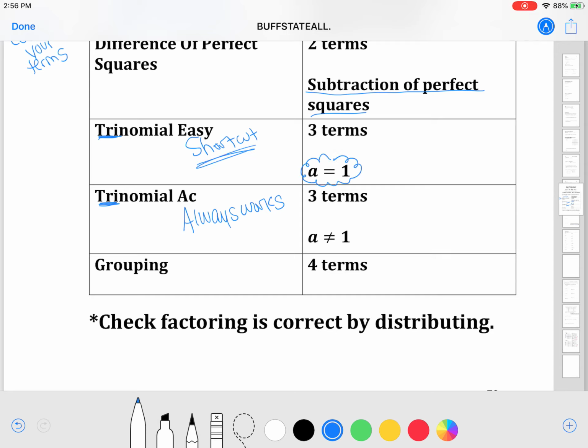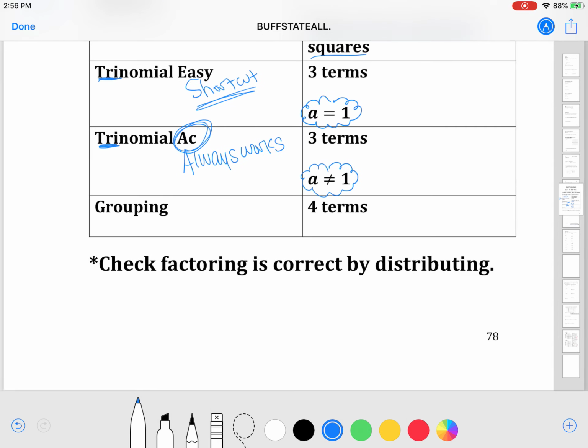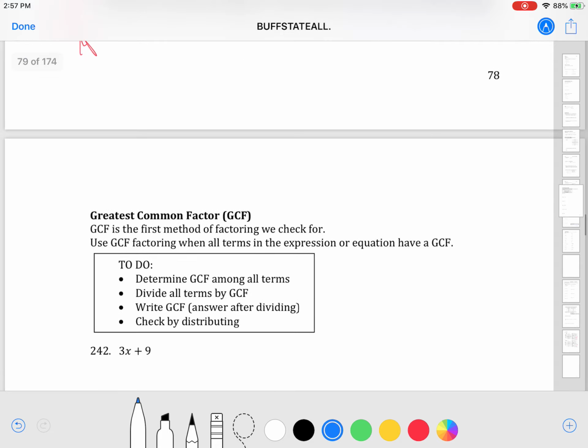If A is 1, you can use the shortcut. If A is not 1, you have to do AC, which is basically setting it up so that it becomes a grouping problem. Okay, and then last, grouping is probably the easiest to figure out when to do it. If you don't find a GCF and it has 4 terms, you go ahead and do grouping, and that's all there is to it. And then just a reminder to you that you can check every single factoring question on your whole quiz, on your homework, on everything by distributing.